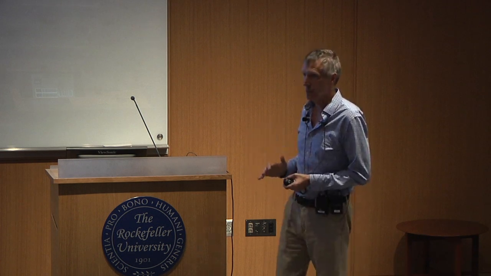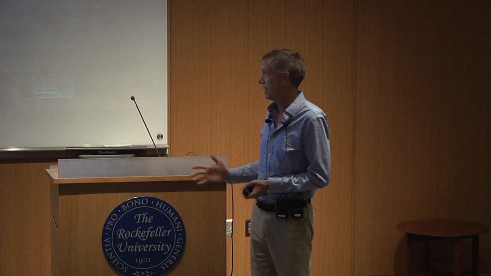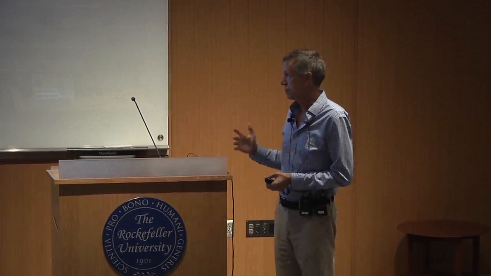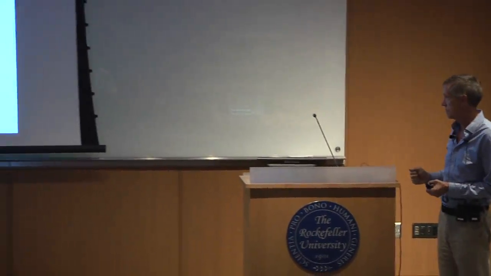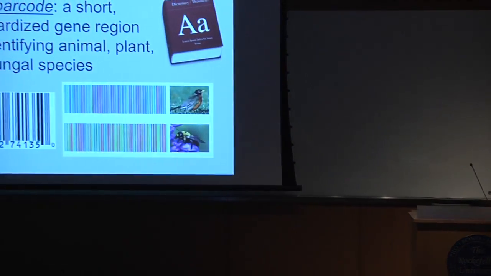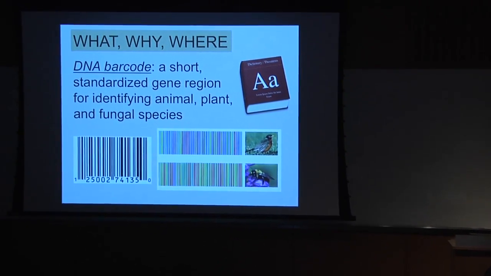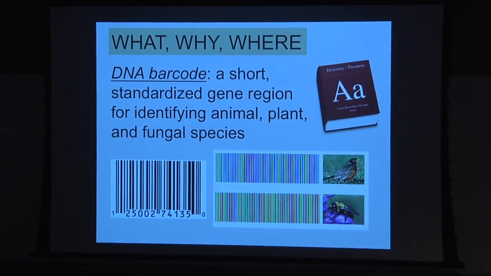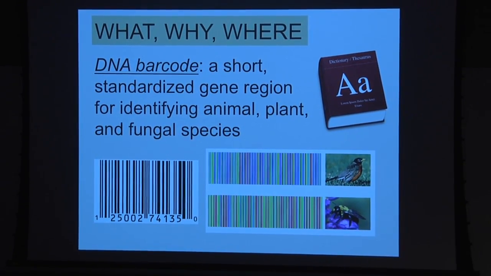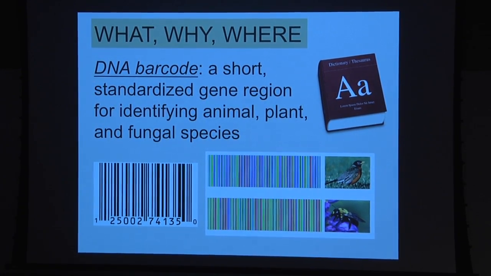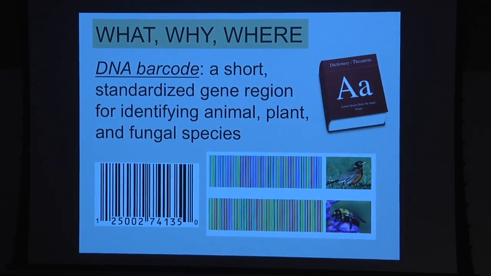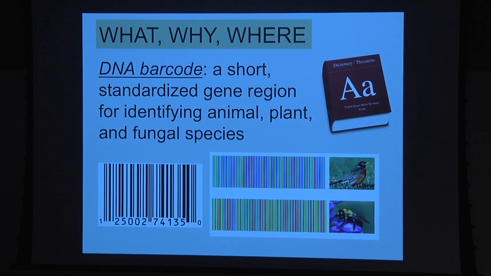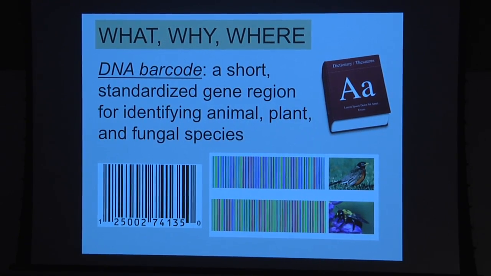Definition: what is a DNA barcode? Just a short, standardized gene region for identifying animal, plant, and fungal species. By analogy with the UPC code that you see on product labels that can be scanned by a machine very quickly, the idea is to read the same segment of DNA from different organisms, scan that, and then be able to match that to a species.